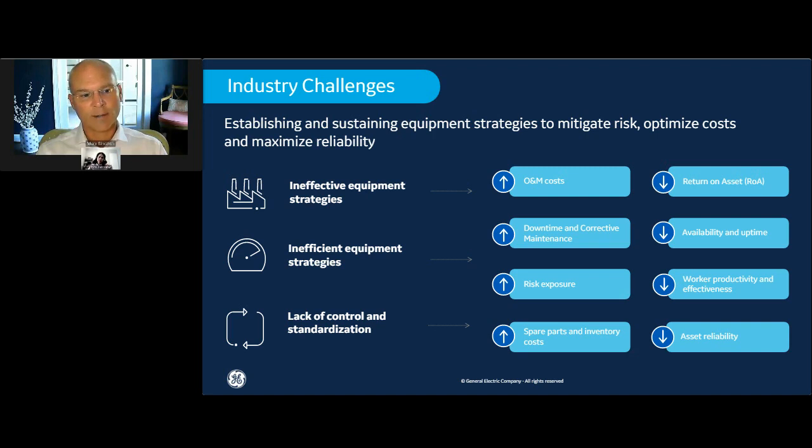This often leads to potentially downtime and corrective maintenance if they have ineffective equipment strategies and they're not mitigating the risk. They could have increased risk exposure, and ultimately it also impacts their spare parts and inventory. So if they're over maintaining equipment, then they're using more parts and inventory than they need. They're often holding more inventory than they might need. Ultimately, a reduced return on the asset overall, again, a lack of availability and uptime of the asset, and really effectiveness and productivity of the workforce and the resources that they do have. They don't feel like they're getting the most out of the resources that they've employed.